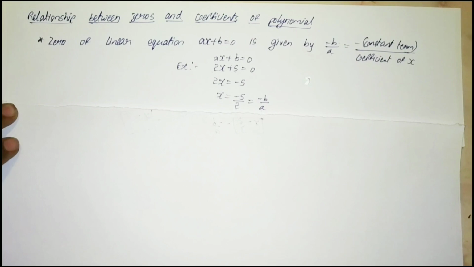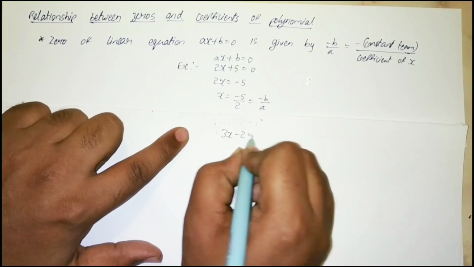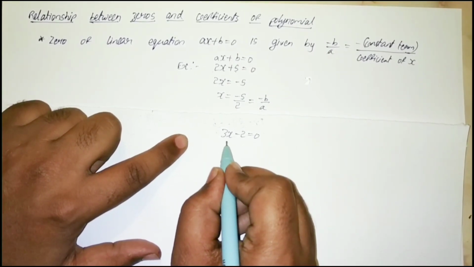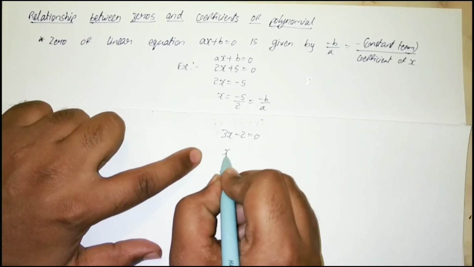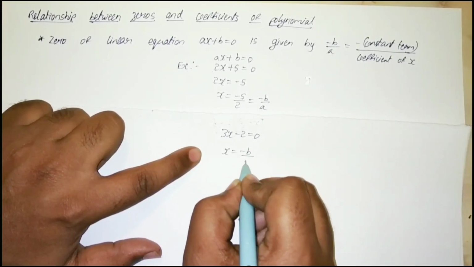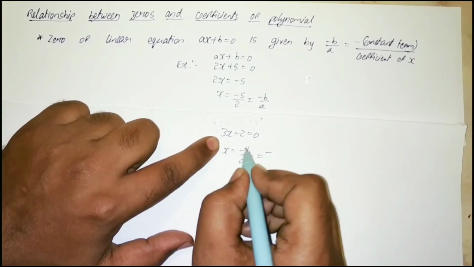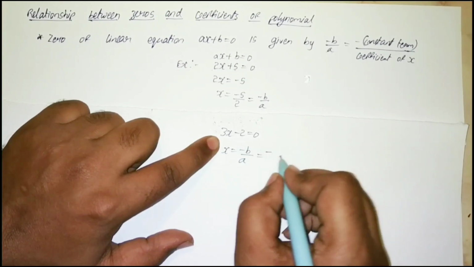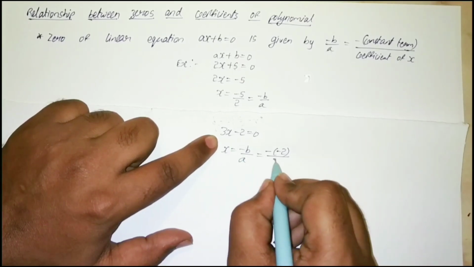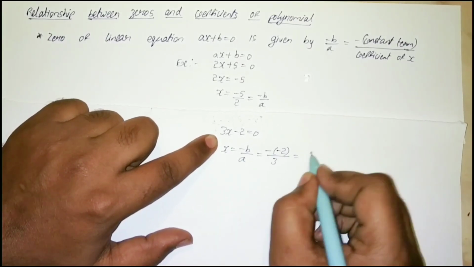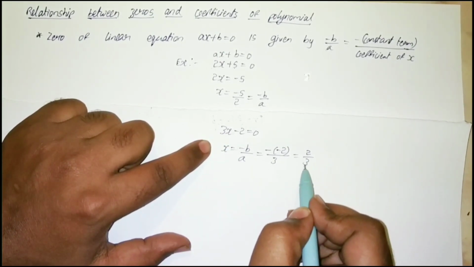So we'll take one more example here. 3x minus 2 is equal to 0. So we can find the zeros for this equation by using this formula. What is that formula? x is equal to minus b by a, right? So this minus as it is. What is the value of b here? Minus 2, right? So minus 2 divided by, what is the value of a? 3. So minus into minus plus, 2 by 3. So the zero of this polynomial is 2 by 3.